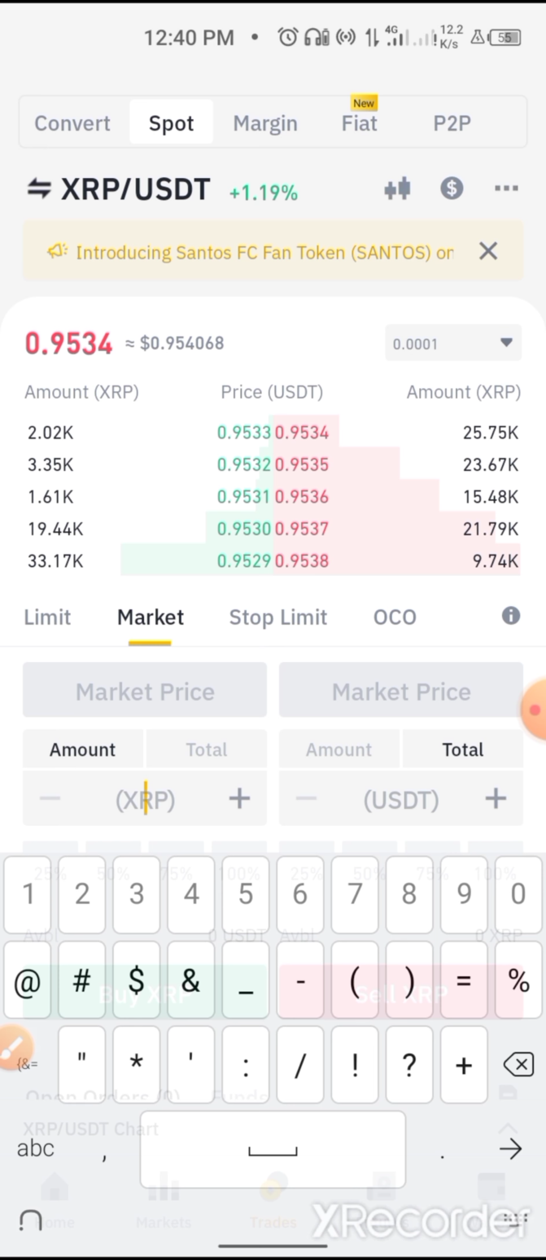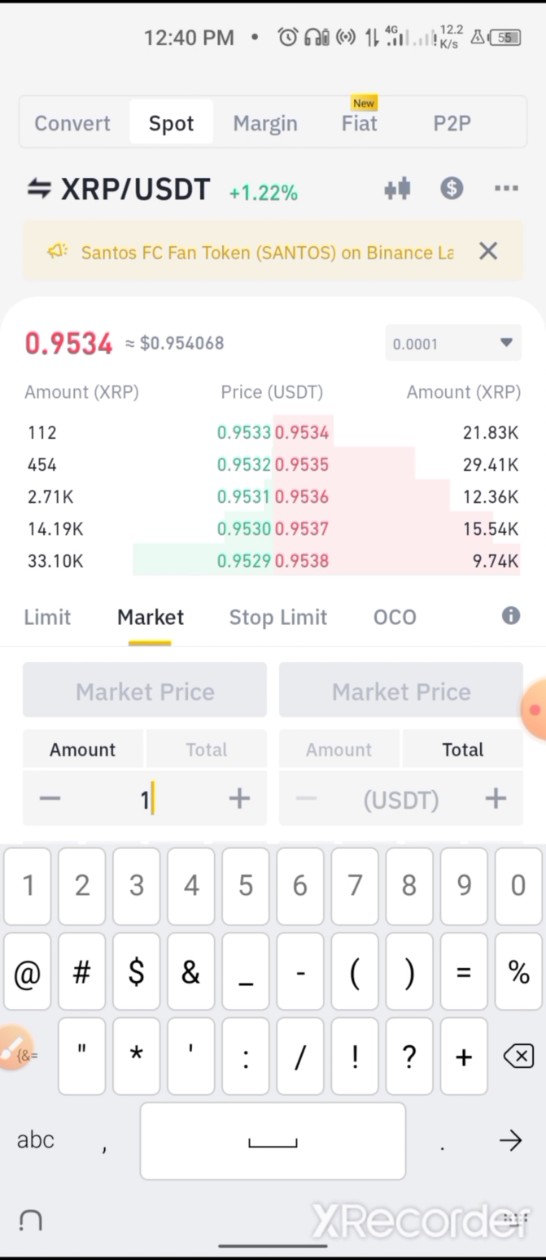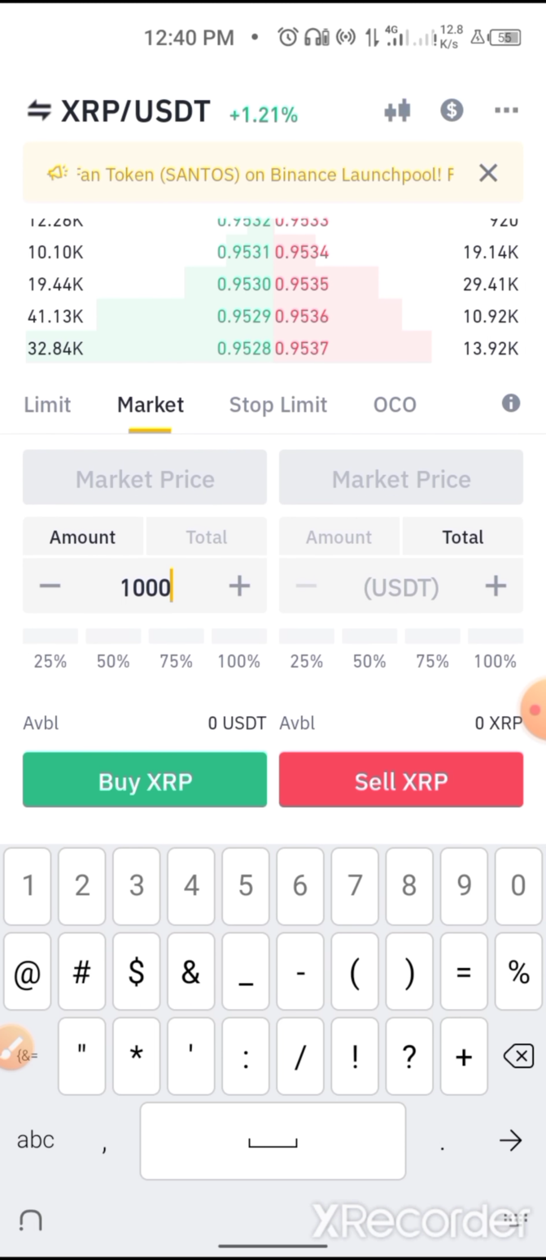So I can go ahead and indicate the number of XRP I want to buy, maybe 1000 XRP. I can click on total. It's going to tell me the equivalent in USDT. Or I can just go ahead and click on total and put the amount I want to buy in USDT. If I want to buy $50 worth of XRP, it's going to give me 52 units of XRP. Okay, so I can go ahead and click on buy.